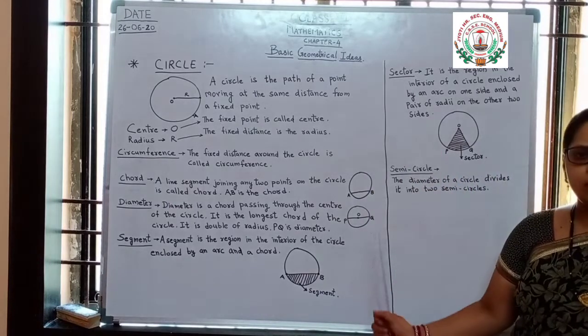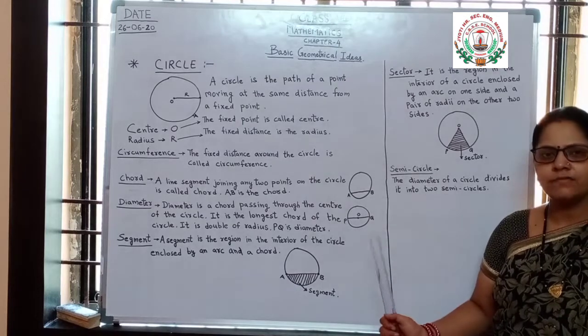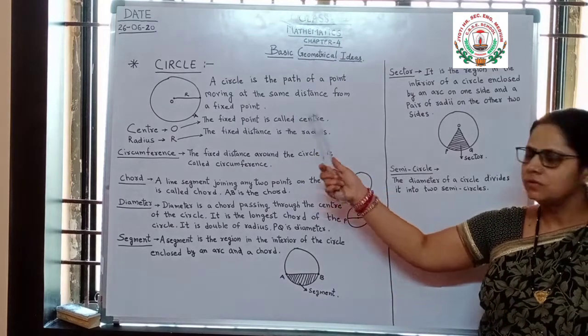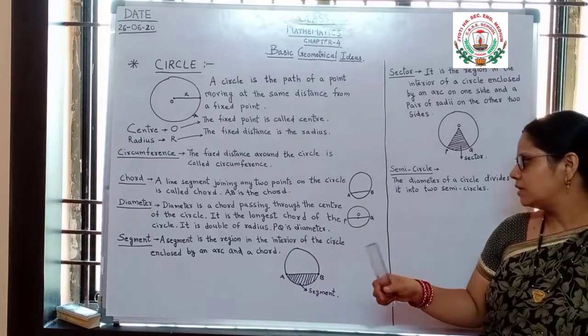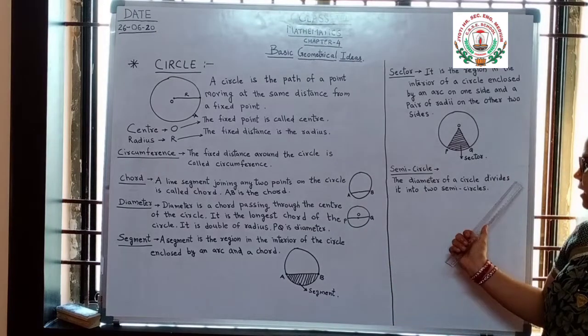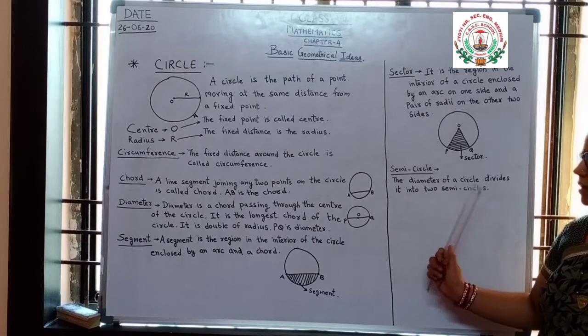Next topic, semicircle. Semi means half. Circle everyone knows. So half of the circle is called a semicircle. The diameter of a circle divides it into two semicircles.